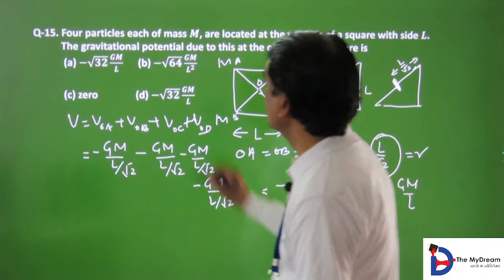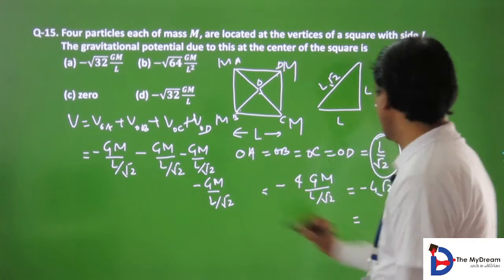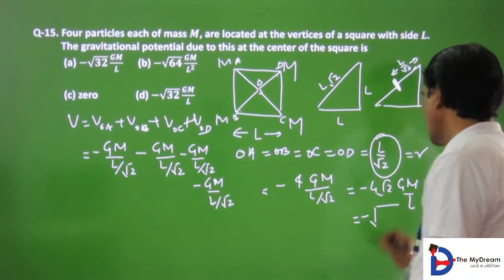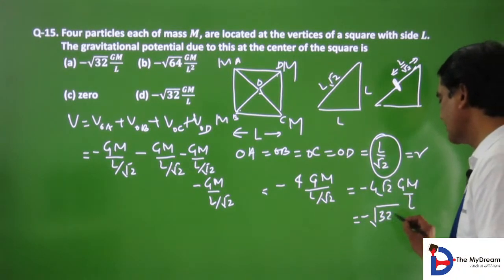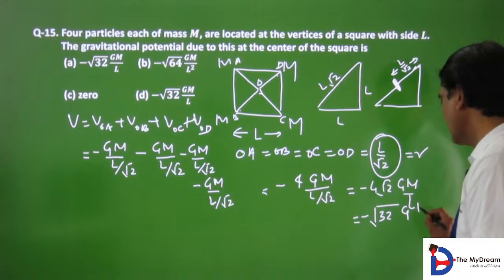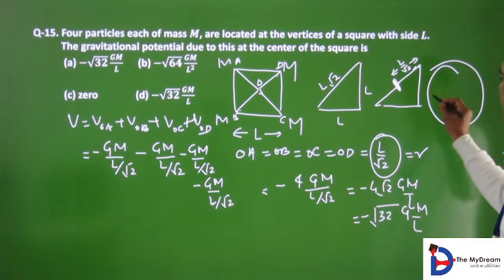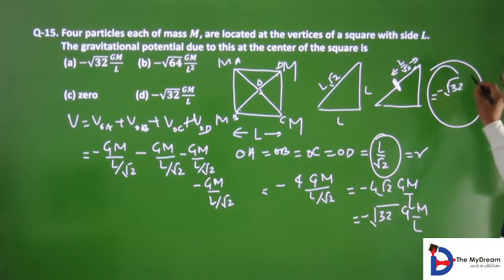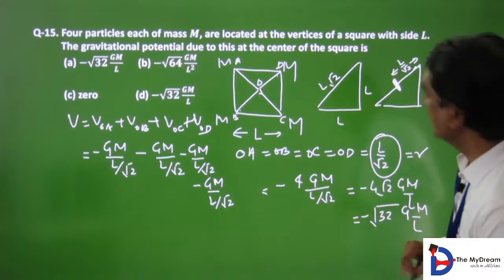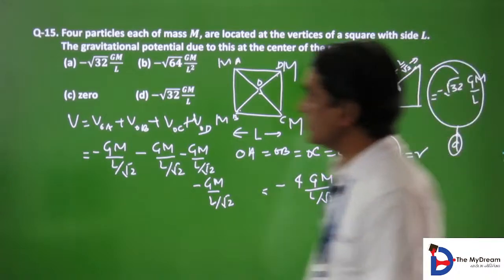माइनस 4 रूट 2 Gm बाय L, कोई ऑप्शन ही नहीं है, तो इसको कर लेते हैं बेटे। माइनस, इसको अंदर ले जाते हैं बेटा, स्क्वायर ऑफ 4 16, 2 जा 32, दैट इज Gm बाय L. आंसर इज माइनस root 32 Gm by L. So the option D is correct. Option D is correct.